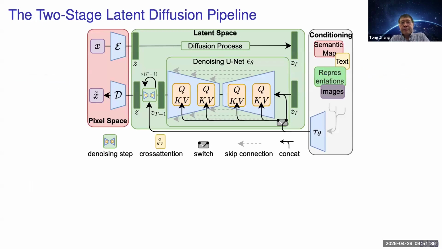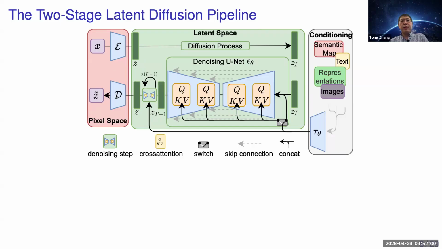Here is the pipeline. First you have an encoder. This is your pixel space image X, which goes to this encoder, and then you go to latent space. And there is some conditioning; we'll talk about that later. Then gradually after you do diffusion, you have a decoder back to the image.